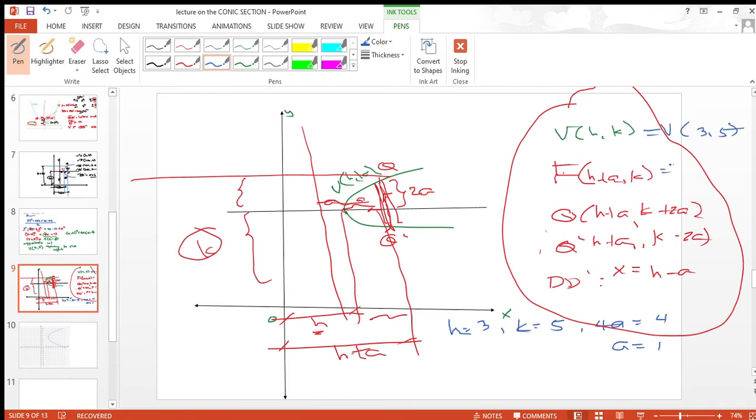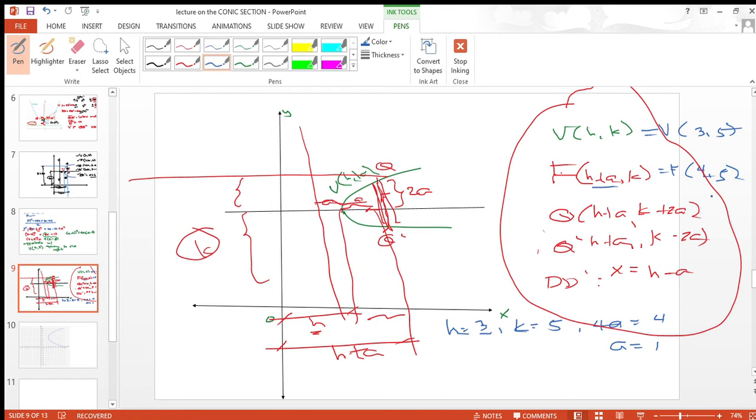And then, focus. h plus a. Ano si h? 3. Ano si a? 1. 3 plus 1, 4. K, 5. Tapos, q. Saan ang location ni q? H plus a, 4. And then, k plus 2a. Ano si 2a? 2a is 2. Diba? 2a is 2. So if 2a is 2, ano yung k? 5. 5 plus 2, 7.